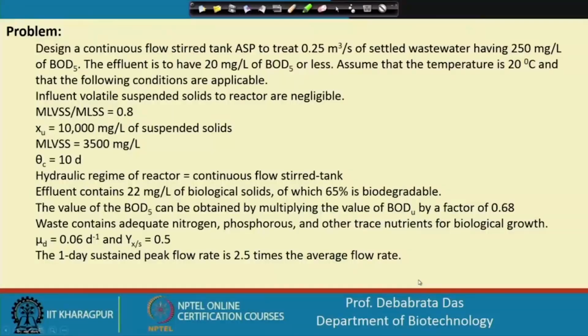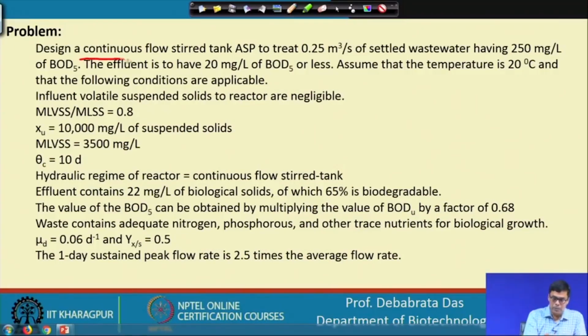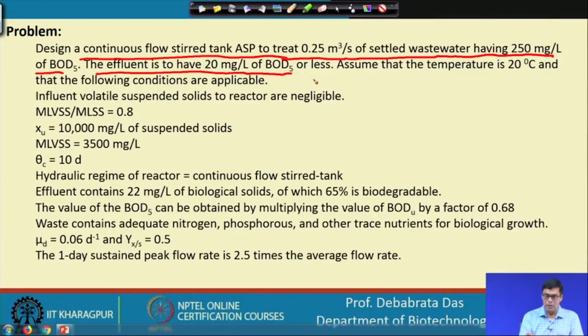Now, one design problem I want to discuss here: design a continuous flow stirred tank reactor activated sludge process to treat 0.25 cubic meter per second of settled wastewater having 250 milligram per liter of BOD5. BOD5 means biochemical oxygen demand over 5 days. The effluent should have 20 milligram per liter of BOD5 or less. Assume that the temperature is 20 degrees centigrade and that the following conditions are applicable.